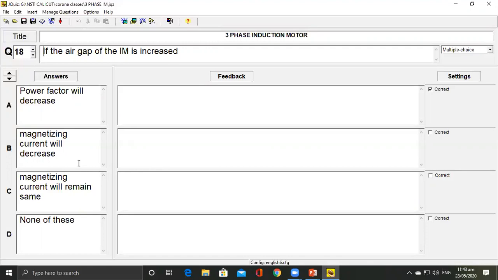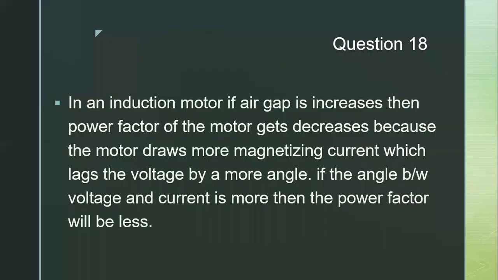So the air gap is increased. We can go to the explanation. In an induction motor, if the air gap increases, then the power factor of the motor decreases because the motor draws more magnetization current. Means the air gap is increased, there is a need for more current to magnetize that air gap. So the magnetizing current will be increased, which lags the voltage by a larger angle. So the angle between voltage and current will become more.